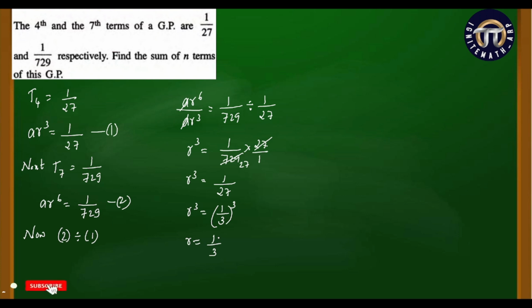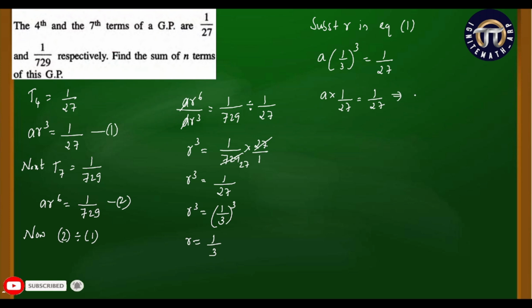Clear, children? So now what I do is substitute r in any one of the equations to find the value of a. Right. So substitute r in any one of the equations, whichever is easy. Equation 1: a into 1 by 3 to the power of 3 is equal to 1 by 27. So a into 1 by 27 is equal to 1 by 27. That implies a is equal to 1. So I got r and also I got a.